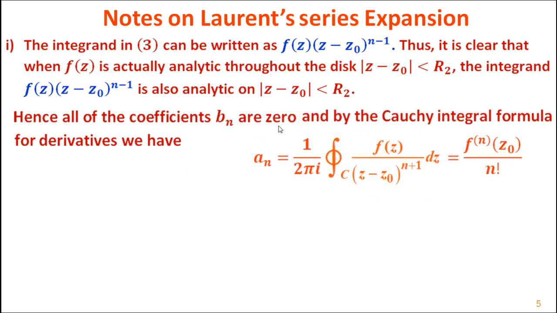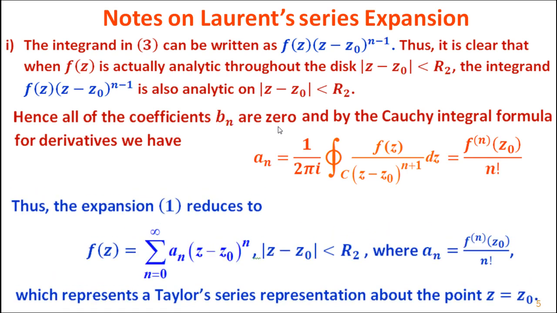Yes. a_n is equal to 1/(2πi) times the integral over C of f(z)/(z − z0)^(n+1) dz, which can be written as the nth derivative of f at z0 by n factorial.